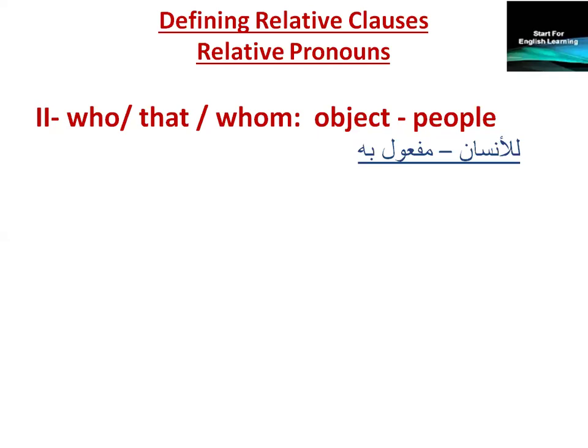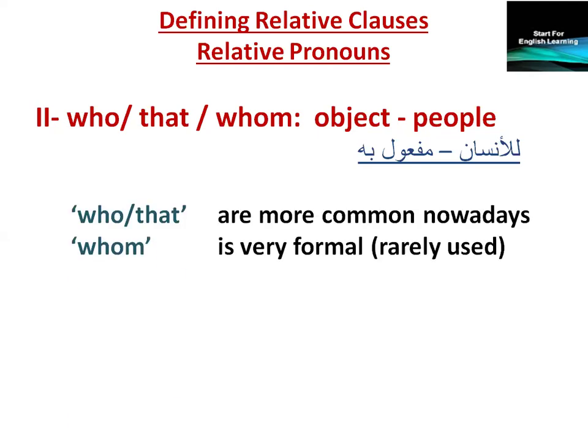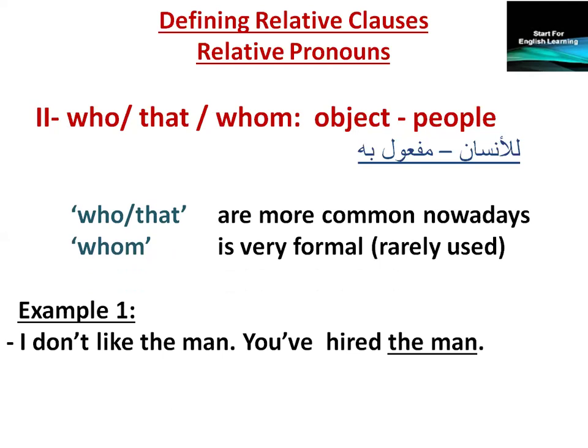Two: who, that, whom. They replace the object of the sentence and they refer to people. Who, that are more common nowadays. Whom is very formal, rarely used. I don't like the man. Full stop, you've hired the man. The man in the second sentence is the object of the sentence. It takes the place of the object and it refers to people.